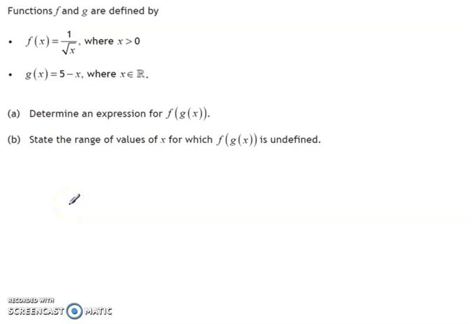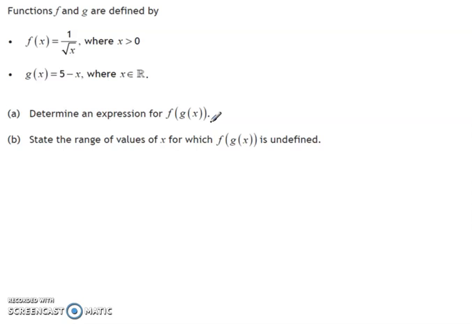So this is the 2019 Higher Paper 1 question 12. This question focuses on functions, properties of functions and their domains and ranges. The first part looks at composite functions. The second part is looking at range of values for functions that exist. Now remember, f of g of x is talking about a composite function.